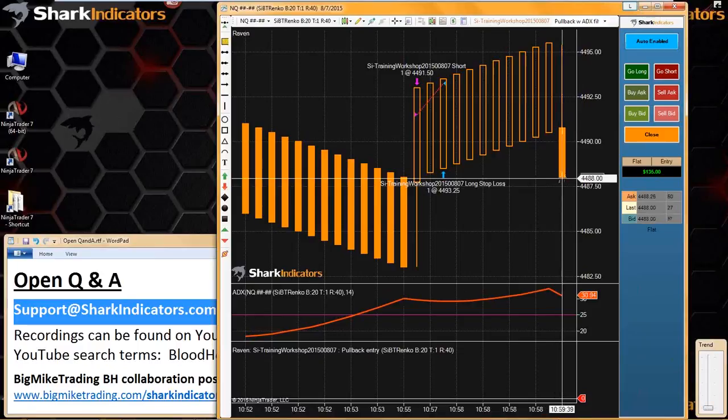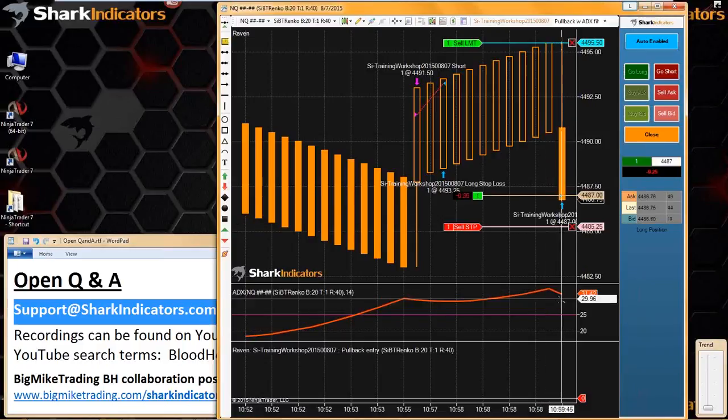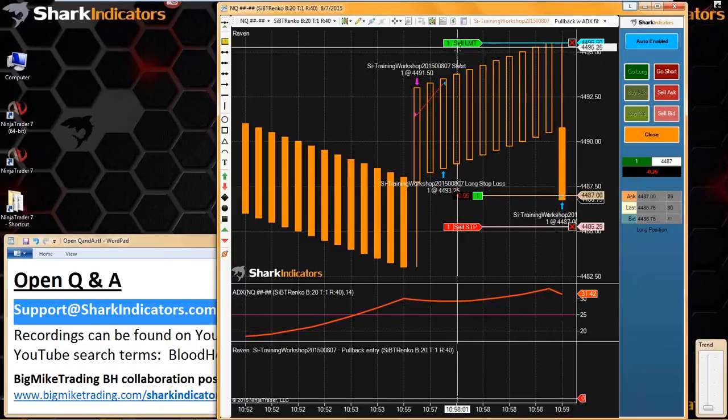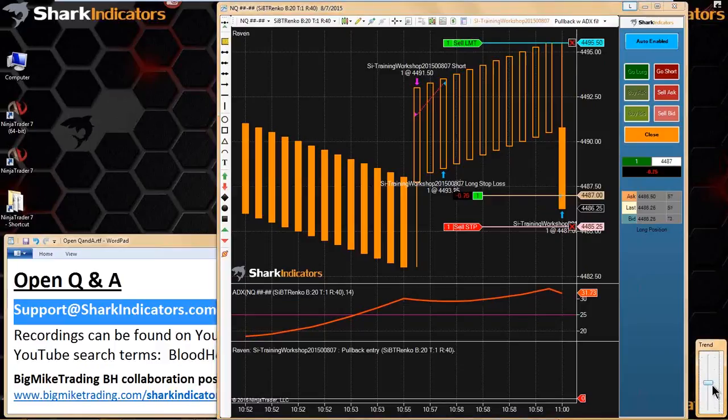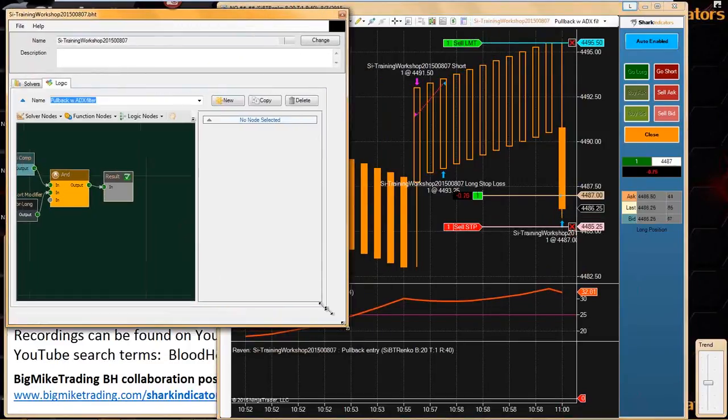So as price comes down, that trade's not going to get executed because the ADX is sloping down. Well, look at that. It did happen. All right. I'm going to try and get price to just kind of oscillate around a little bit, and let's see what happened here.